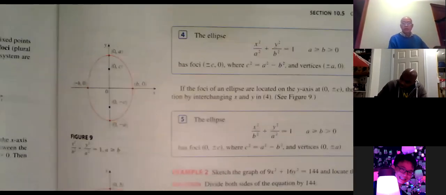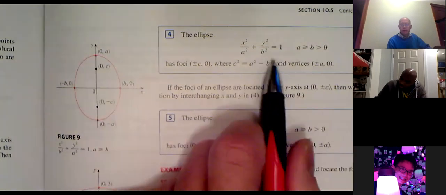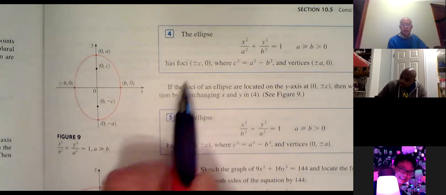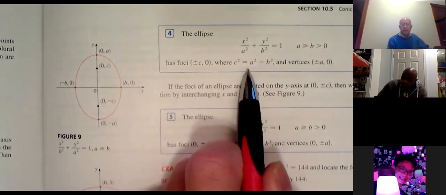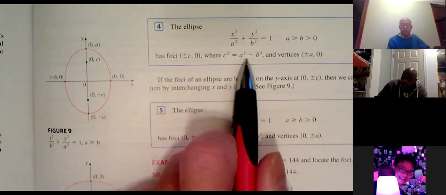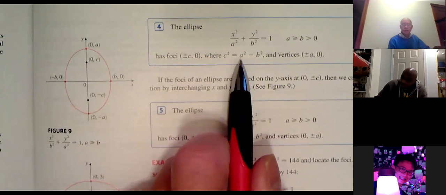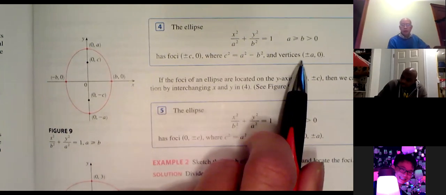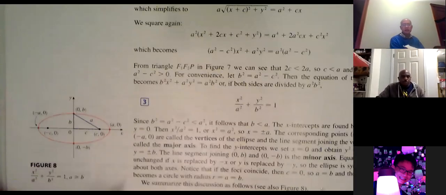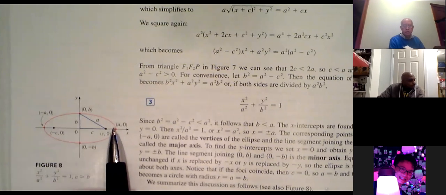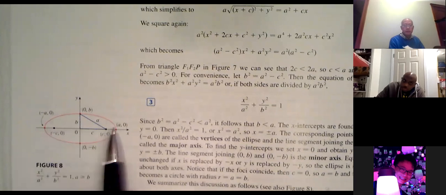Okay, so x squared over a squared plus y squared over b squared equals 1, a being the largest number. Foci plus or minus c,0. This is correct. I'd rather you think of it as a squared equals b squared plus c squared. It's a Pythagorean relation. And the vertices are plus or minus a,0. So the endpoints of the major axis are called vertices. So that's a vertex. That's a vertex. One vertex, two vertices.